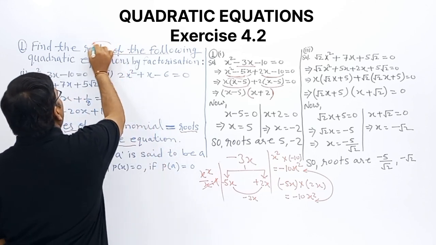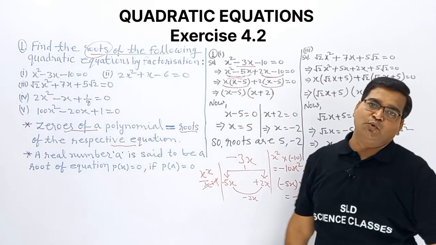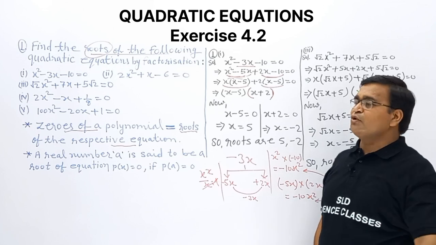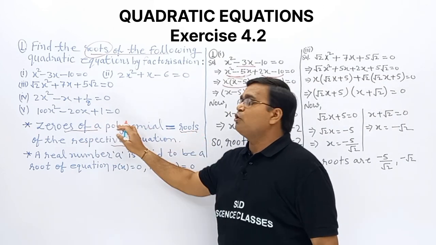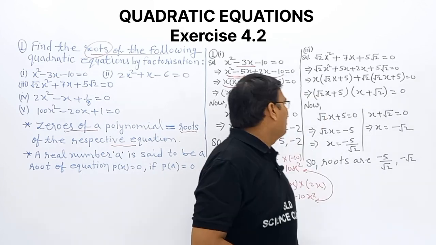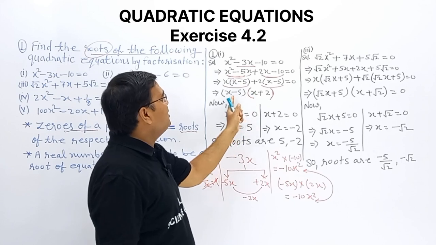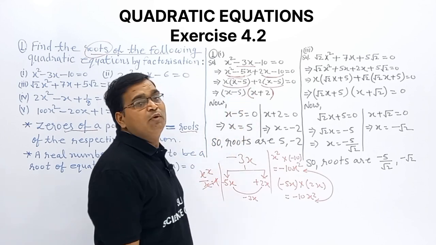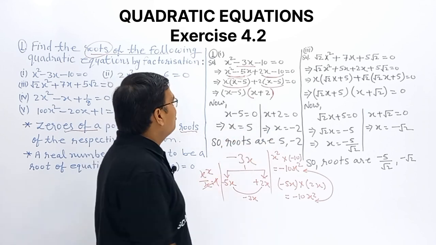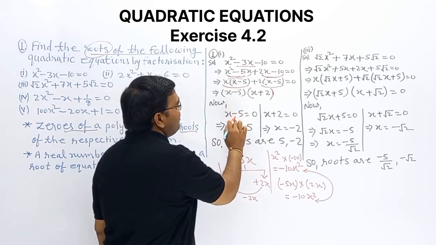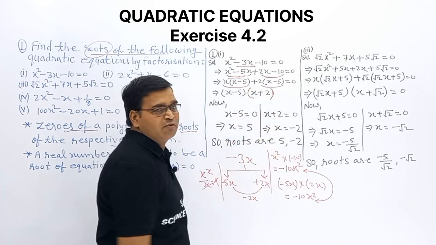Now we want to find its roots. Our task is to find the roots of the following quadratic equation. So how will we find the roots? The roots of the respective equation will be the zeros of the polynomial, in which we have two factors. Once we put both equal to 0, we get the variable value. So we put x minus 5 equal to 0, x equals 5; x plus 2 equal to 0, x equals minus 2.